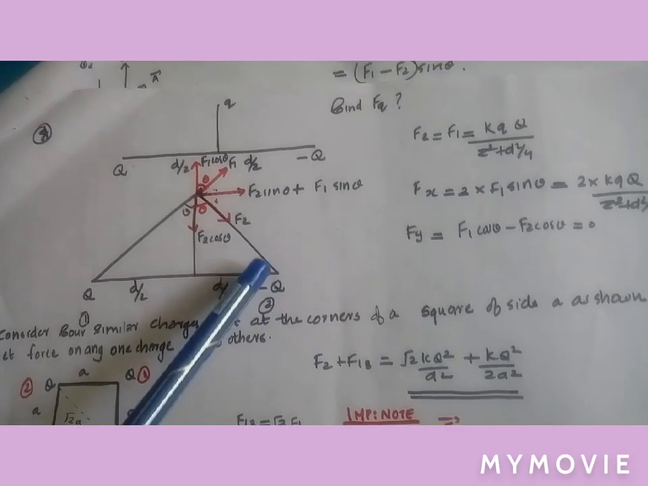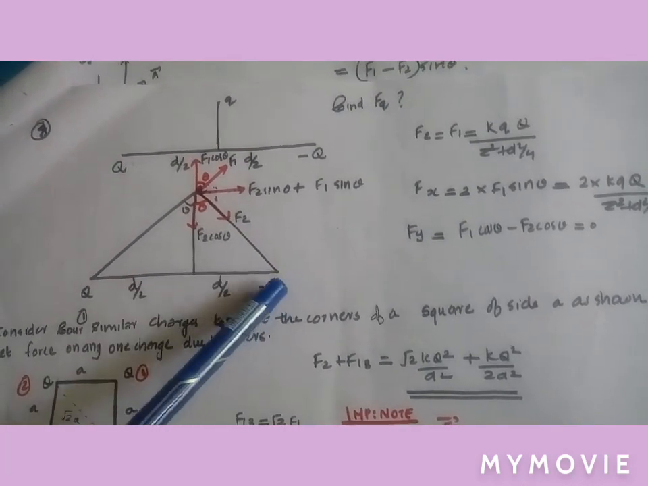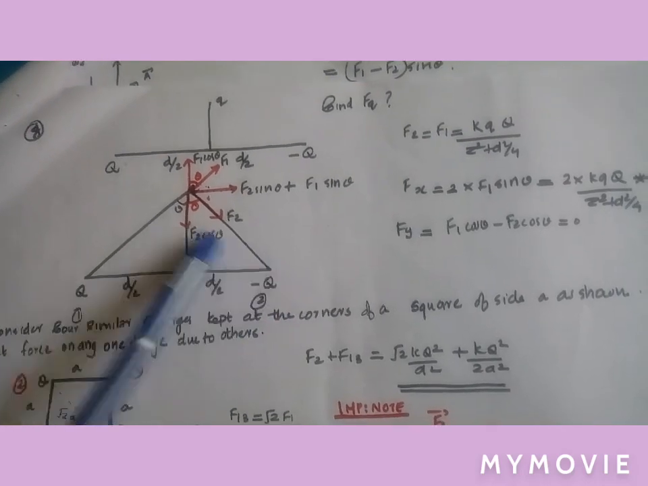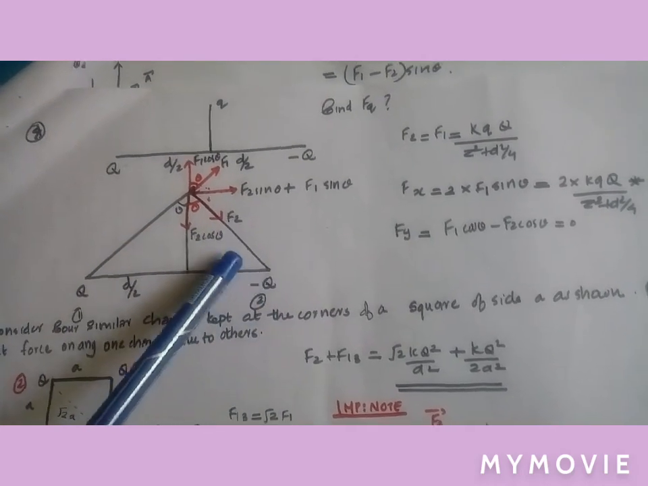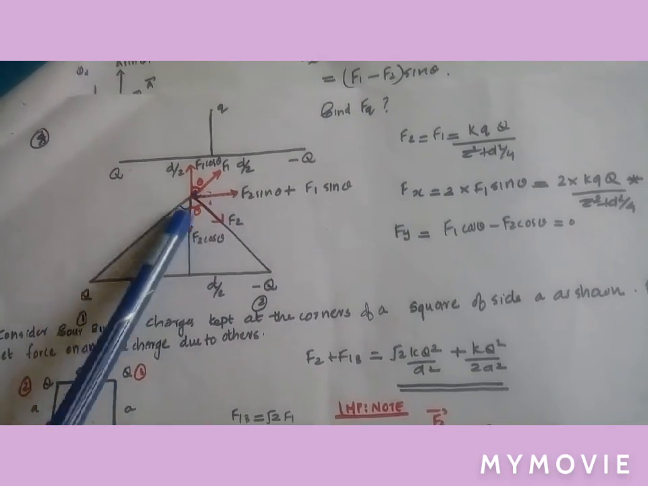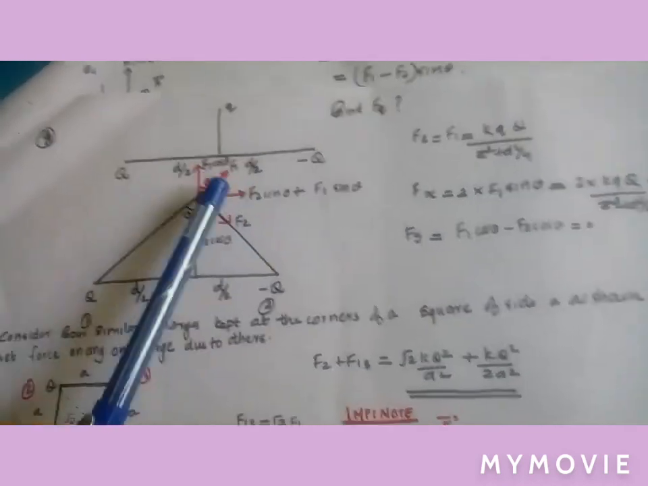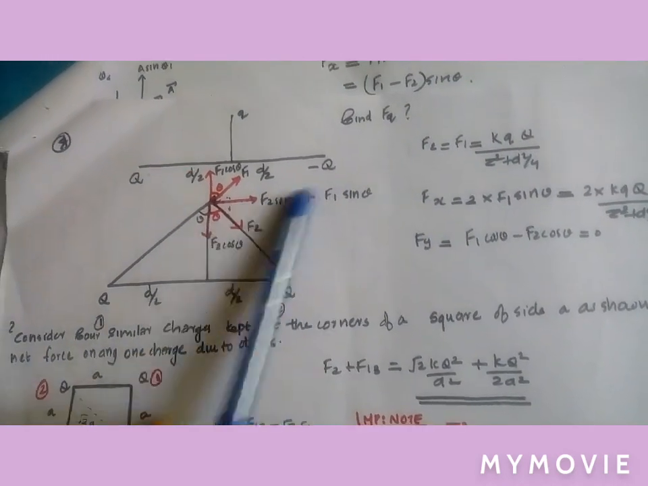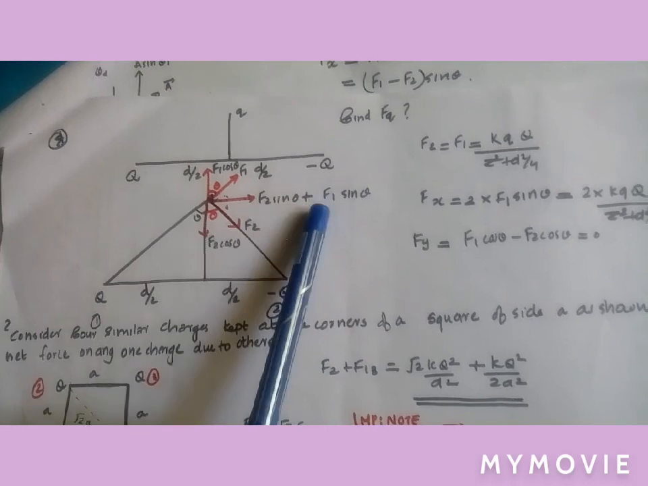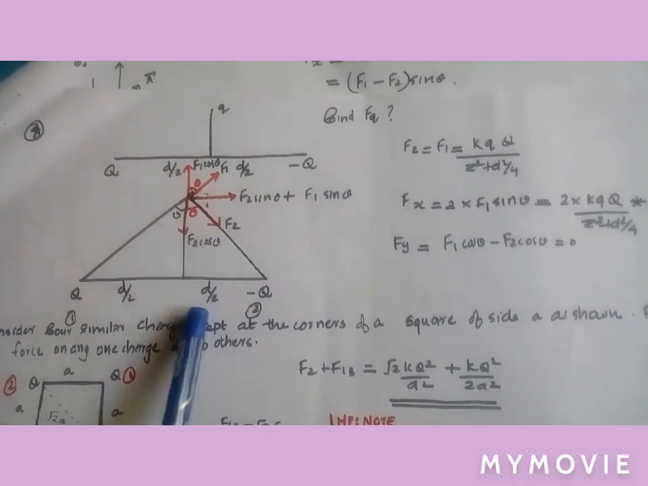Next we have to find the force due to the second charge. The second charge is a negative charge, so there is an attraction. Attraction means towards that charge, and it can be resolved like this: F2 cos theta, and here F2 sin theta. So we have the Fx component as F2 sin theta plus F1 sin theta. F2 and F1 are the same here in the figure.